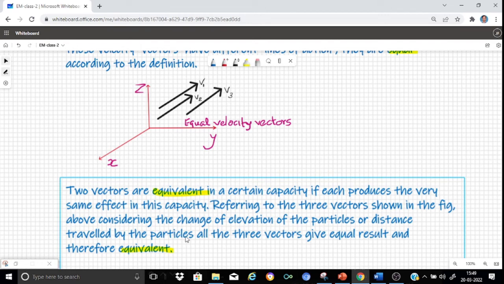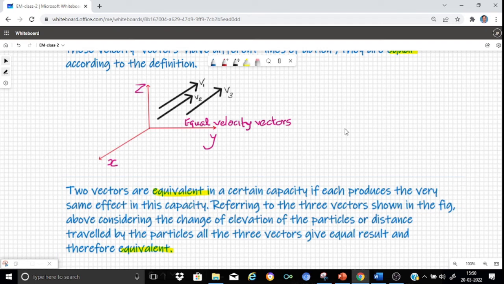If you consider the distance traveled by the particles, yes, they travel by the same distance in a given time frame. This means considering a certain capacity, such as the change of elevation or the distance traveled, v1, v2, and v3 are equivalent. So equivalence is always measured in a certain capacity, and this is measured in terms of the effect each of these vectors produces.